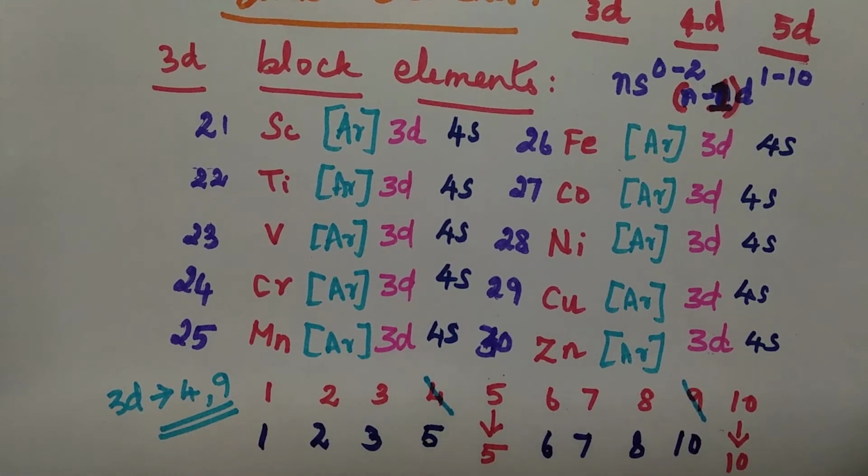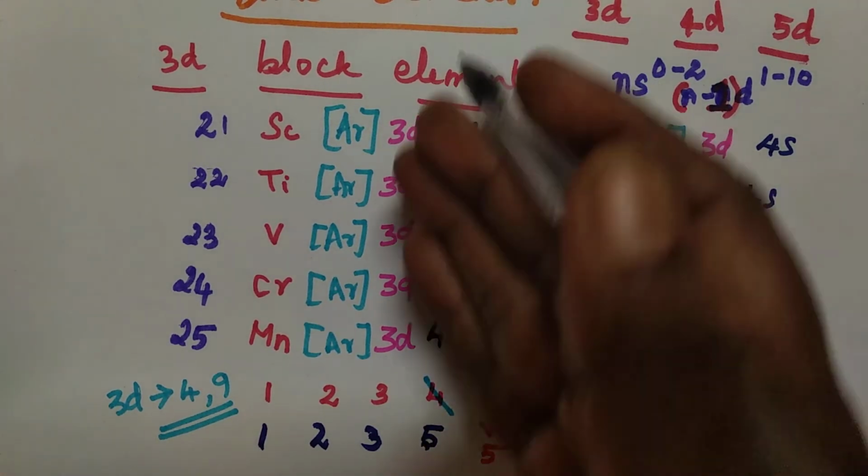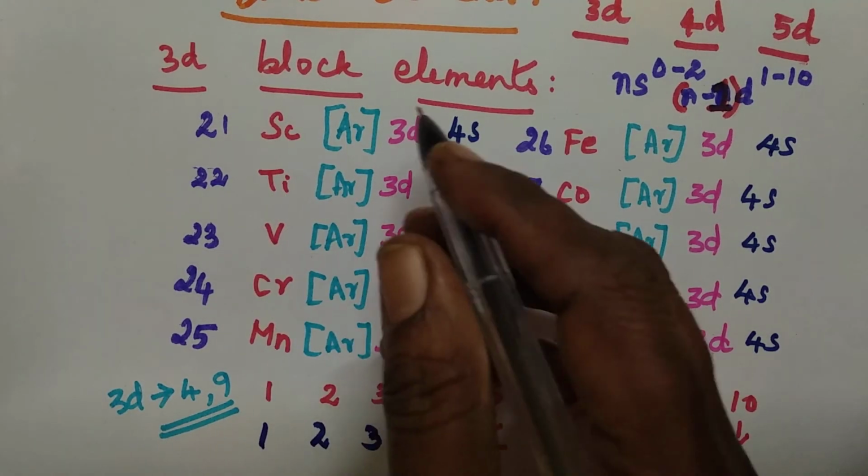So, these are the number of electrons in the D shell. Let us write down that first. Okay, let us complete that first, keeping that in mind. Writing down these numbers in the order of scandium onwards.